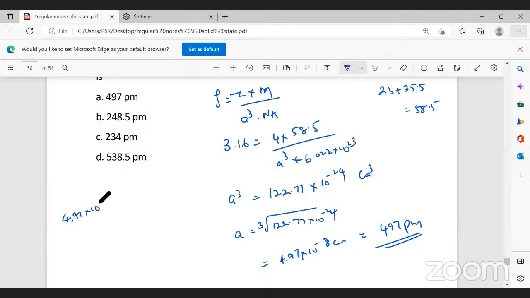4.97 into 10 to the power minus 8 centimeter. So if I write 497 into 10 to the power minus 10, it will be in what? Meters. They're wanting picometers, so it will be 10 to the power minus 12. Okay, so it's in picometers.